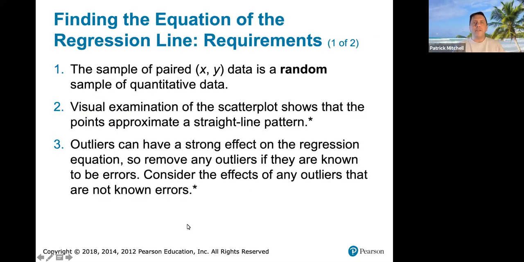The requirements for finding the equation of a regression line. First, the sample of paired x, y data is a random sample of quantitative data. Number two, visual examination of the scatter plot shows that the points approximate a straight line pattern. And third, outliers can have a strong effect on the regression equation, so we want to remove any outliers if they are known to be errors. Consider the effects of any outliers that are not known errors.